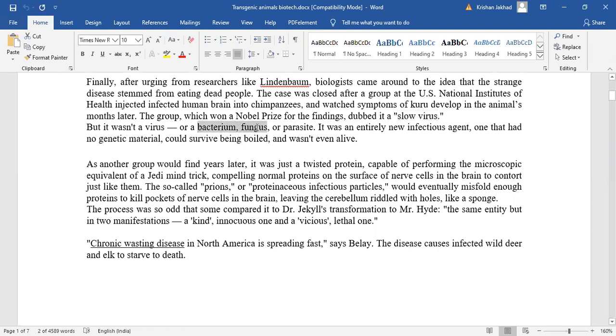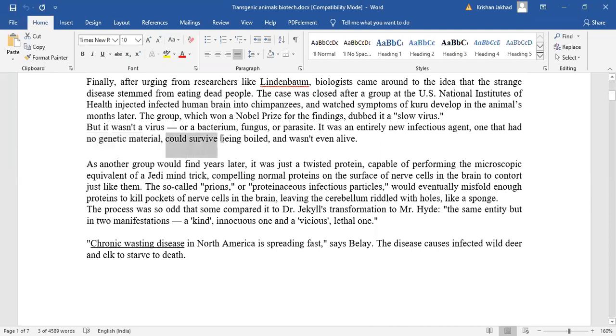Not even a bacterium, not a fungus or a parasite. It was an entirely new infectious agent, one that has no genetic material, neither DNA nor its own RNA. Only protein, and this protein can cause the disease. In fact, this protein can propagate, so it will continue to infect. If someone consumes the diseased animal or part of that particular organism, he or she will be diseased.